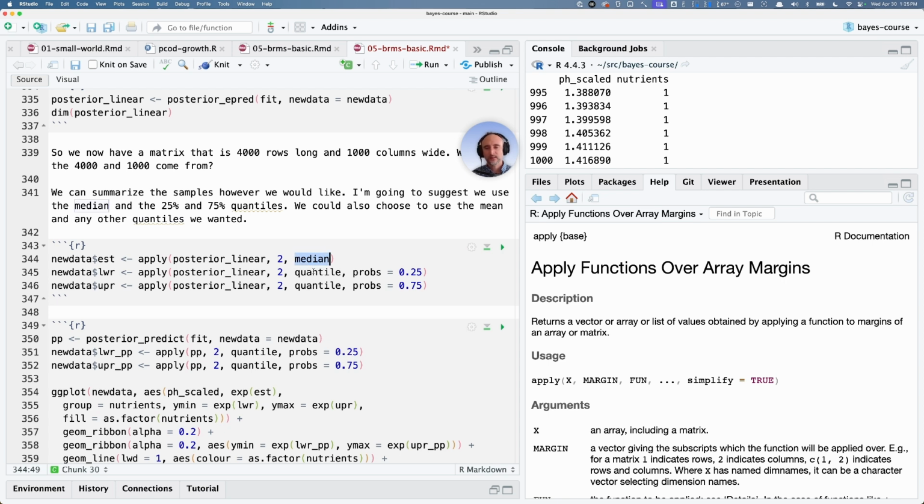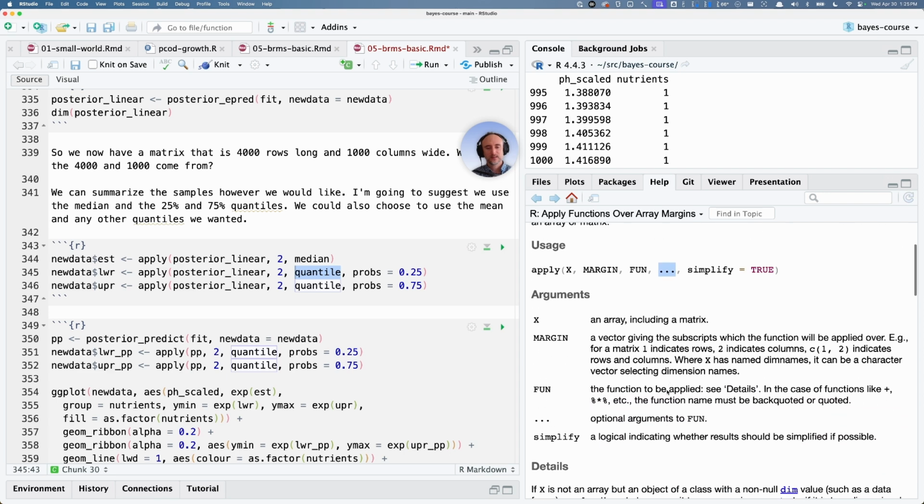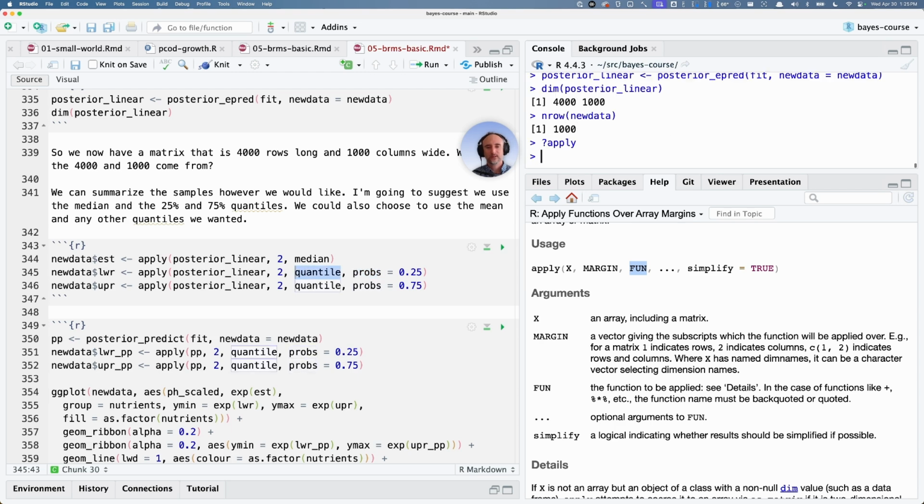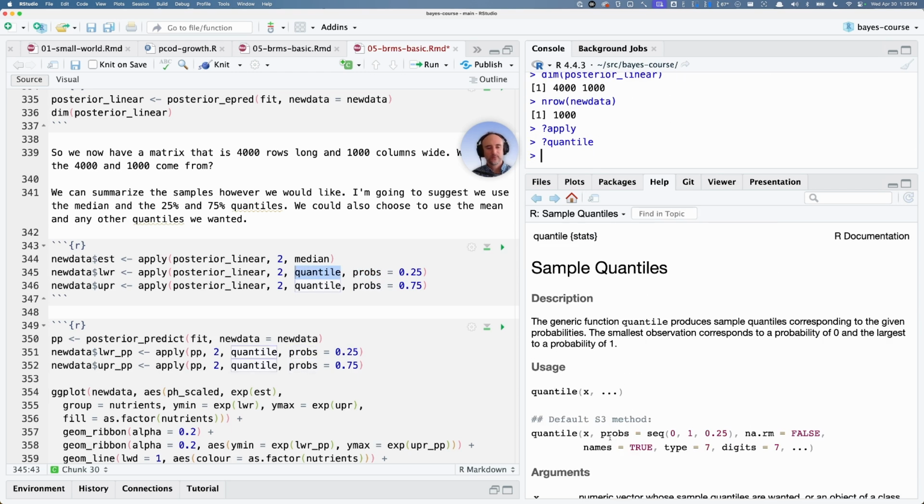Here the median, here the quantile, and because of the dots, which get passed on to the function, I can pass the probability argument. So if we look at quantile, there's a probs argument. So this gets passed on to quantile, so I want the 25th and the 75th quantile.